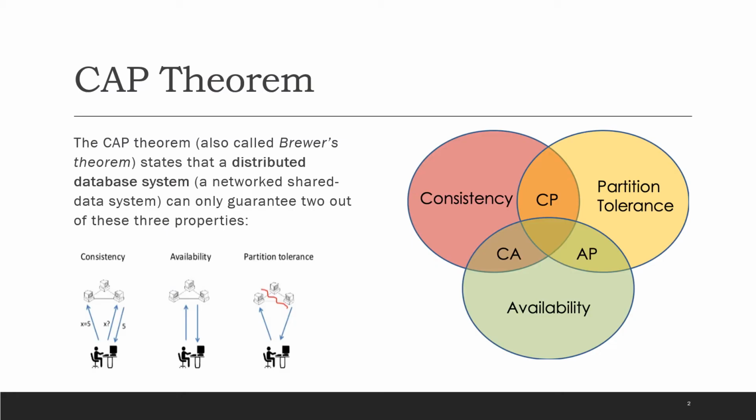So what is the CAP Theorem? CAP Theorem is also known as Brewer's Theorem, and it discusses three important properties: consistency, availability, and partition tolerance. The theorem states that within a distributed database system, or within a network shared data system, we can only guarantee 2 out of 3 of these properties.